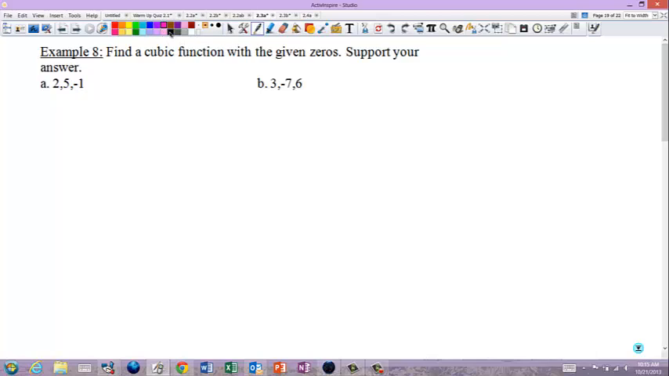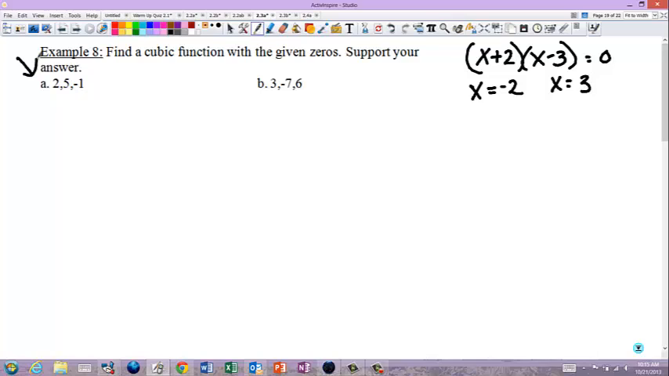Find a cubic function with the given zeros. Support your answer. I want you to think back for a minute. Just pretend I had x plus 2, x minus 3 equal to 0. You set your little parts of your problem equal to 0, and you get x equals negative 2 and x equals 3. Well, in A, I'm essentially going backwards. I'm giving you 2, 5, and negative 1, and you go backwards, and you say what went with 2? Well, x minus 2, because if you set that equal to 0, you'd get 2. X minus 5, and x plus 1.